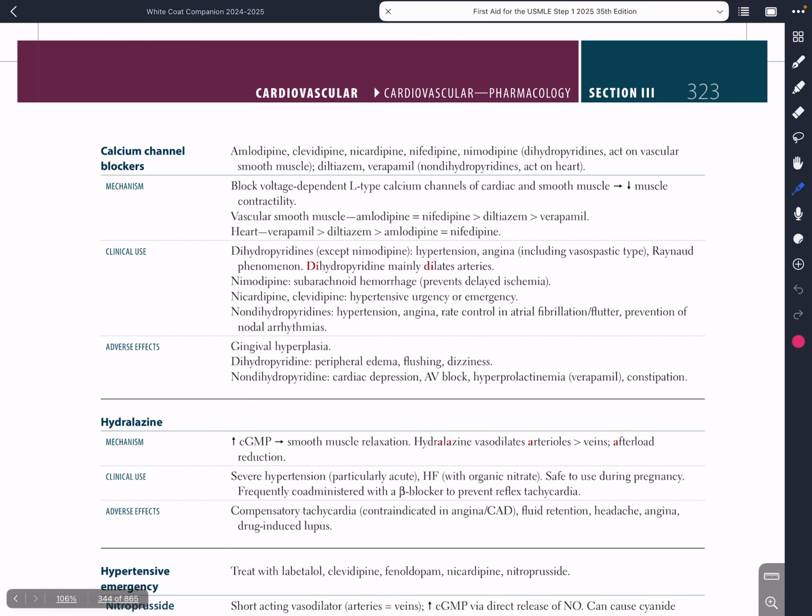Next is calcium channel blockers. What are calcium channel blockers? They are amlodipine, clevidipine, nicardipine, nifedipine, nimodipine. These are dihydropyridines and they act on vascular smooth muscle.